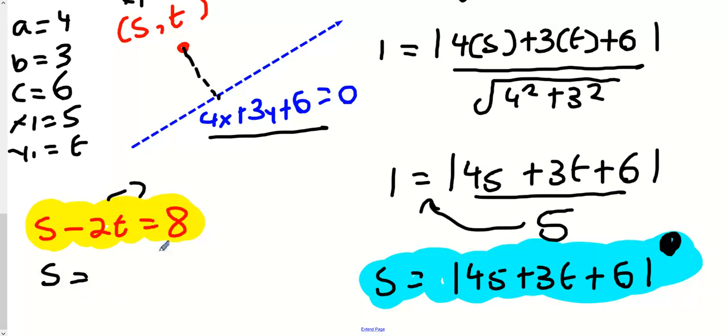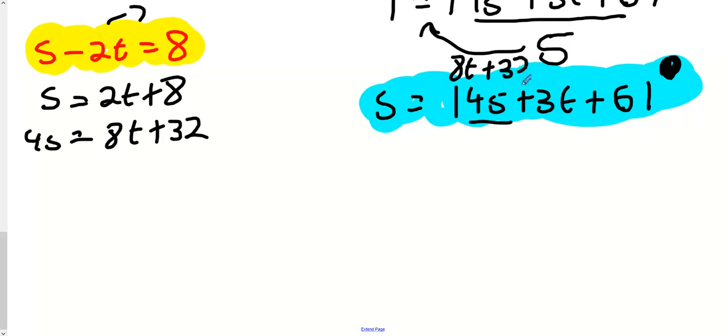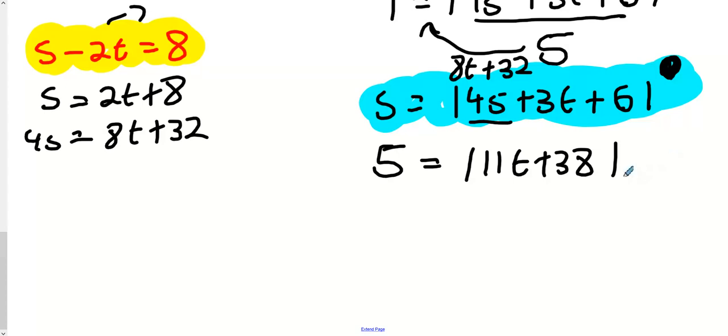S equals 2t plus 8. Okay? And then for s, because see the way it has a 4s here, multiply both sides by 4, it'd be 8t plus 32. So this is basically 8t plus 32. And that means that 8t plus 3t is 11t, and 32 plus 6, 38. And now all of a sudden, and that's a 5, not an s. Now all of a sudden, I'm in a position to square both sides.